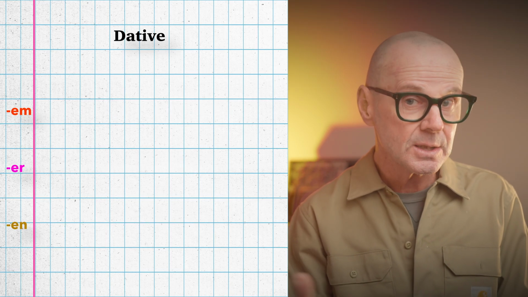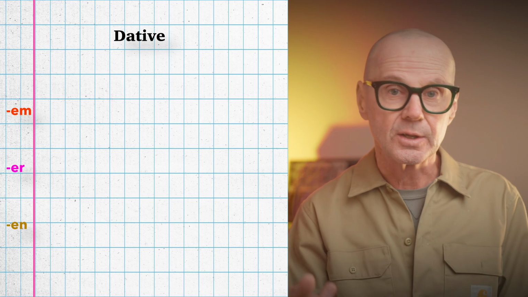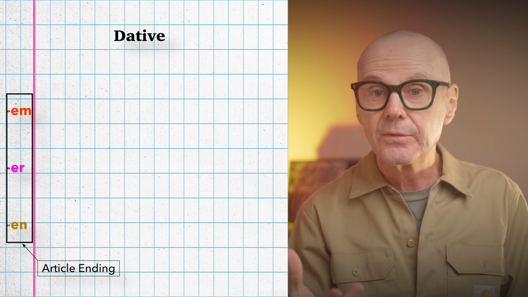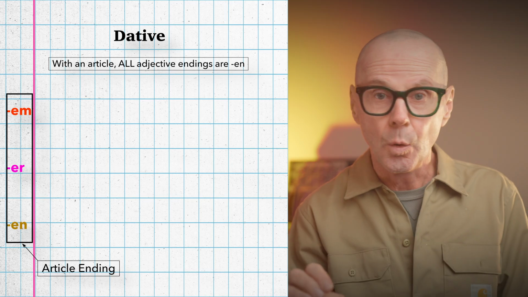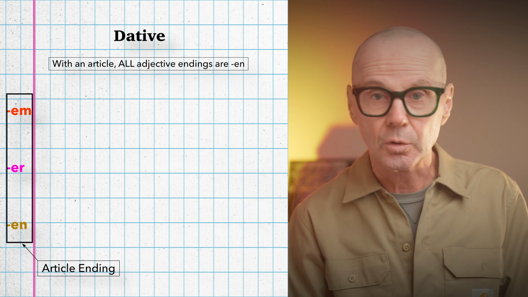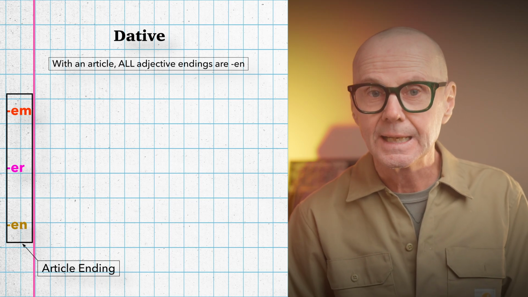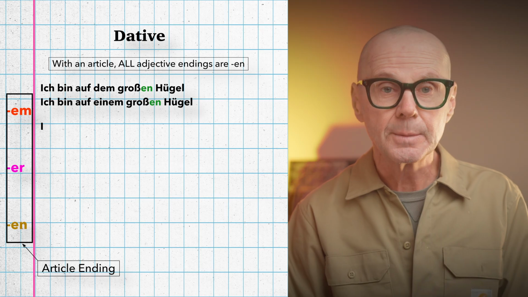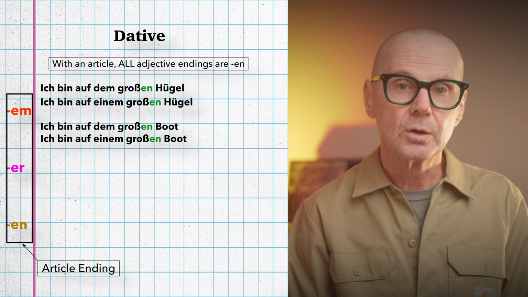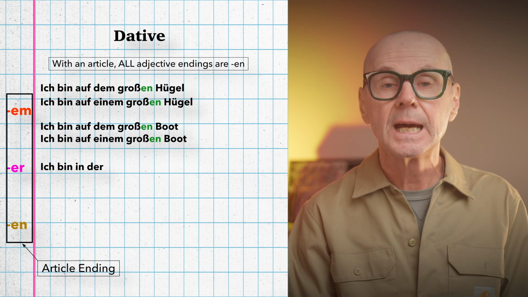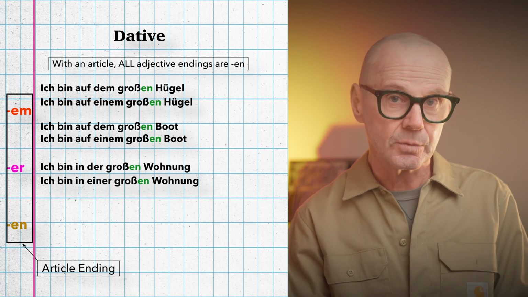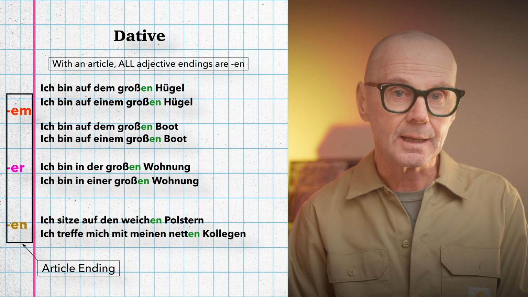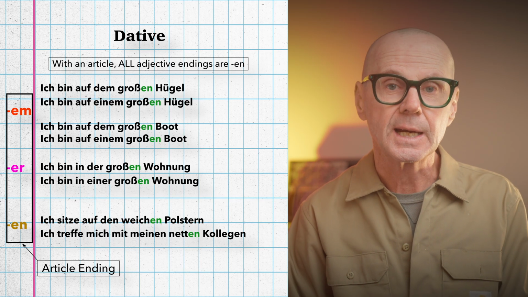But let's add in now some articles. And mostly it doesn't matter whether it's a definite article or an indefinite article because the endings are going to stay the same. And here's something useful to remember. If we use an article in the dative, again, it doesn't matter what the gender of the noun is or whether it's plural or singular, the adjective will always have an en ending. Check out these examples. Ich bin auf dem großen Hügel, or ich bin auf einem großen Hügel. Ich bin auf dem großen Boot, or ich bin auf einem großen Boot. Ich bin in der großen Wohnung, or ich bin in einer großen Wohnung. And with a plural noun, ich sitze auf den weichen Polstern. Ich treffe mich mit meinen netten Kollegen. It's easy. Always an en ending when we're using an article in the dative.